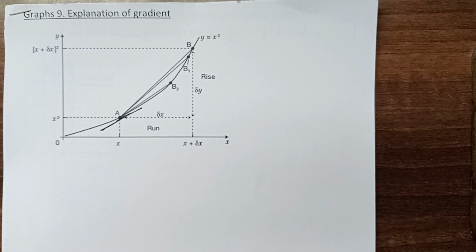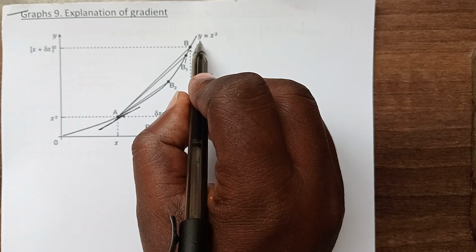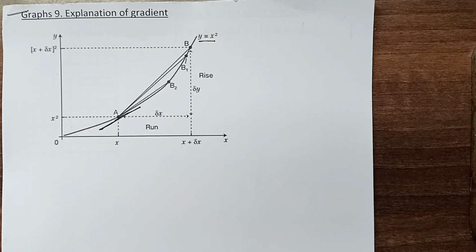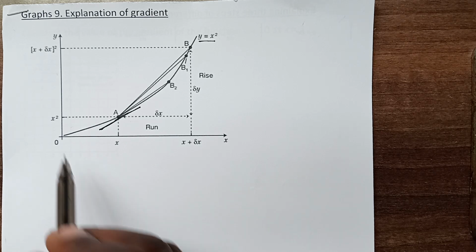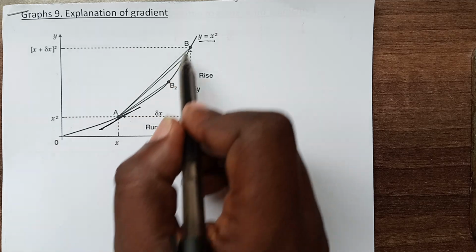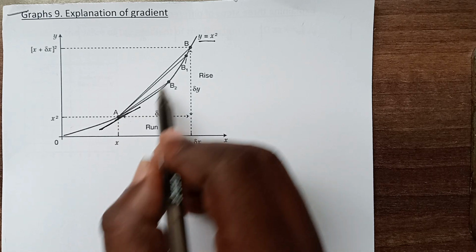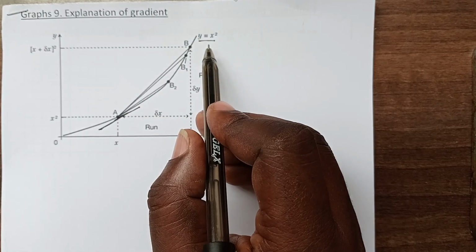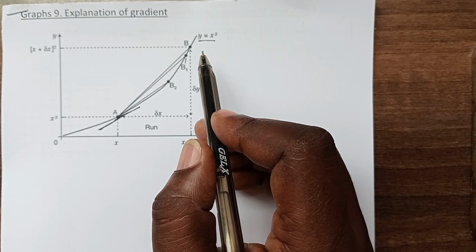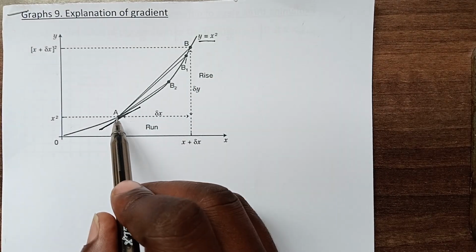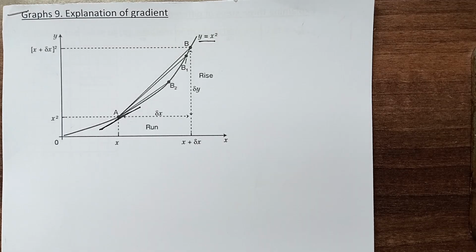Now, how do we generally calculate the gradient? We have considered the equation of the graph of y equals x squared. So this graph from here all the way is y equals x squared. Every point on the curve satisfies this equation. And I would want us to generally consider point A and point B.